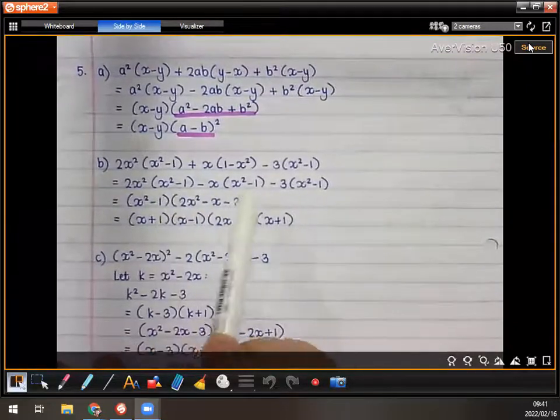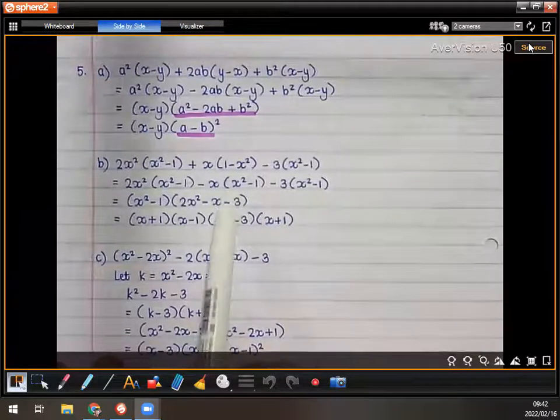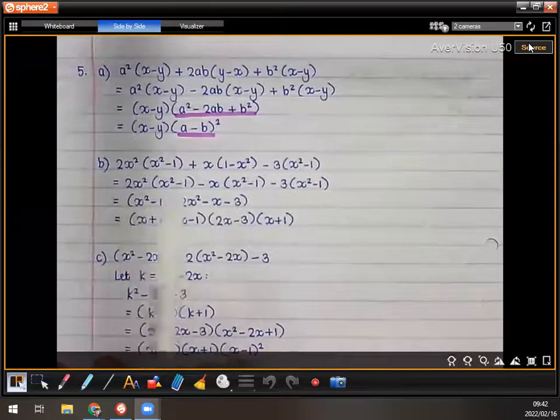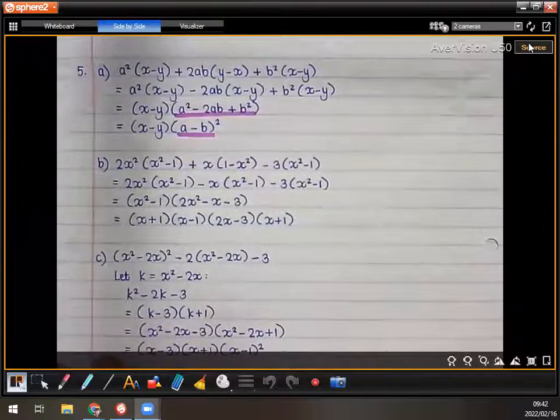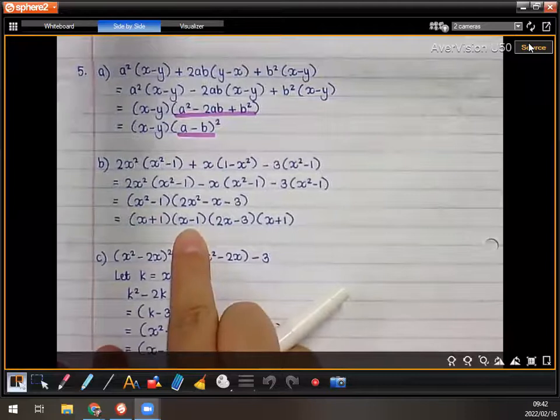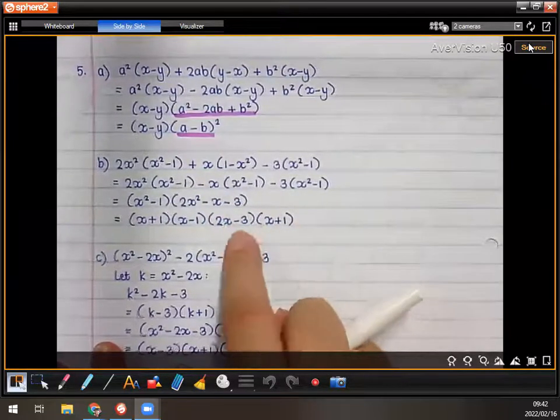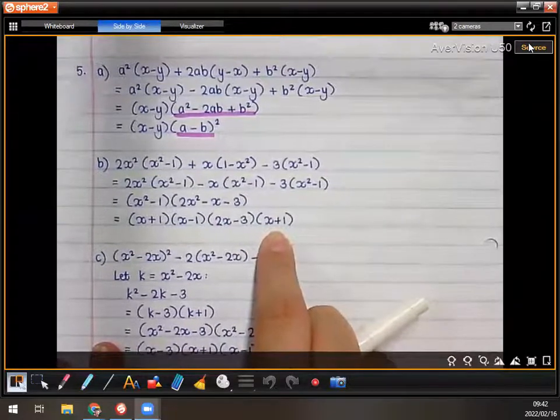Then you could take that out as a common bracket. And we were left with these three terms. And guys, in this case, both of these brackets could be factorized further. So the x squared minus 1 became x plus 1, x minus 1. And this trinomial, you have to factorize too: 2x minus 3, x plus 1.